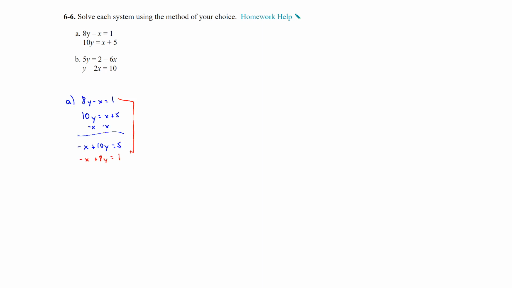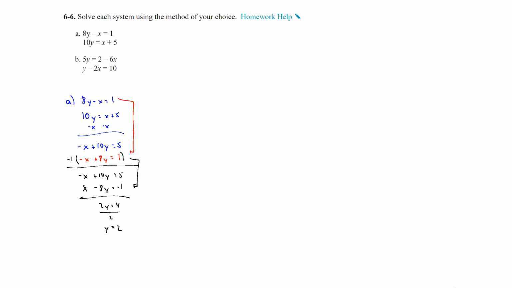So those are my two equations that I'll be using, where the x and y are on the same side and they're equal to the constant. So it looks like I need to take one of my equations and multiply by a negative 1 so I can get the x's to be opposite. So I'm going to rewrite the first equation, negative x plus 10y equals 5. And then the next equation, I'm going to multiply by negative 1, so that's x minus 8y equals negative 1. The x's cancel, leaves you with 2y equals 4. Divide by 2, and y is equal to 2.